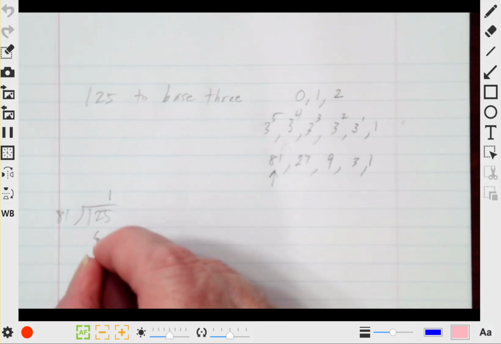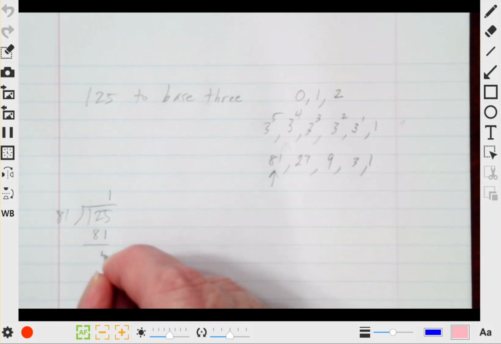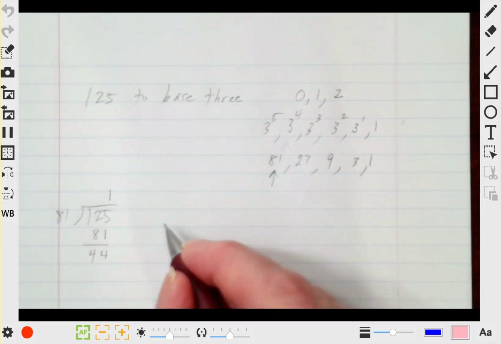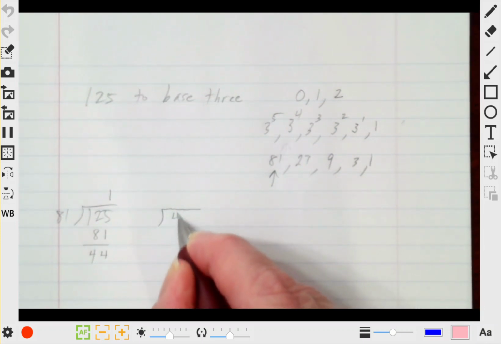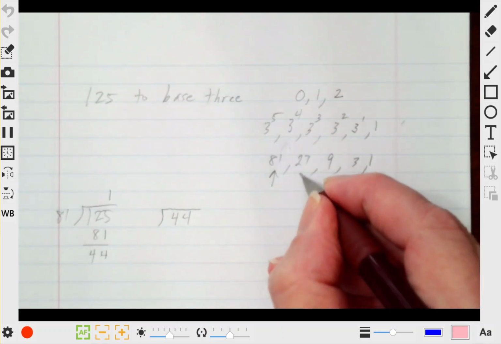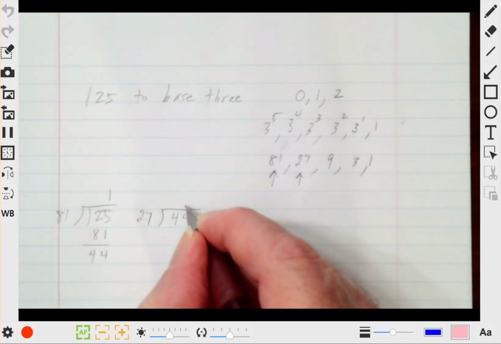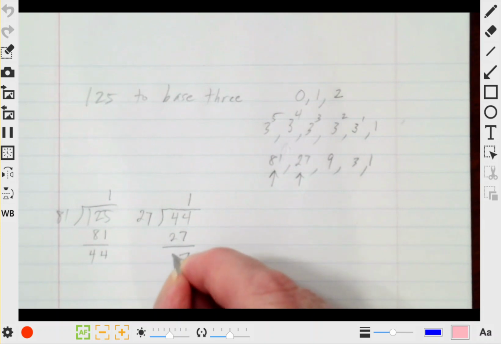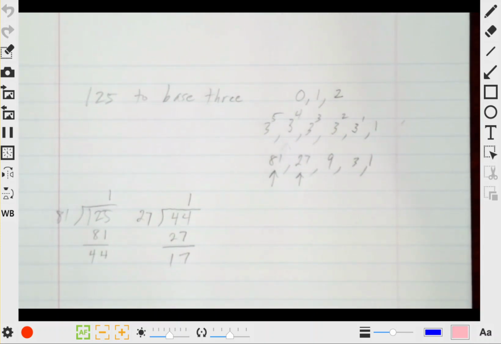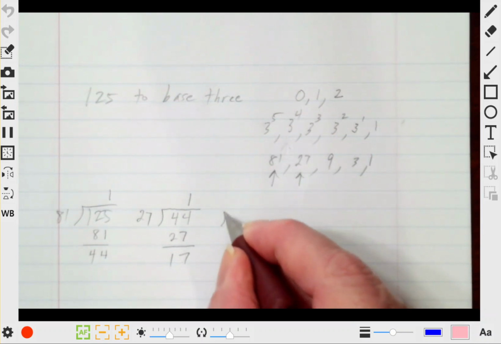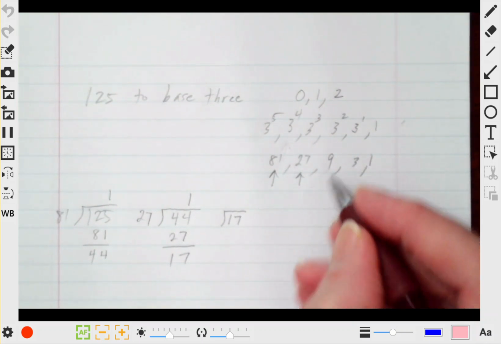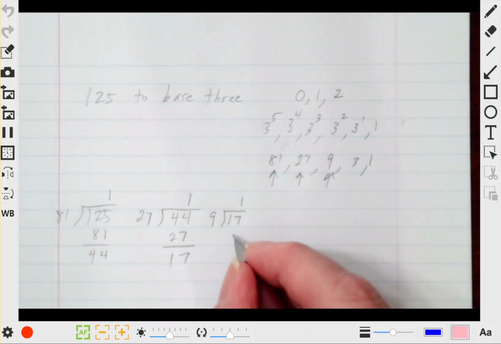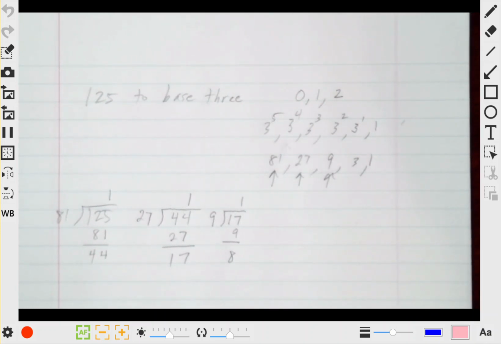And of course there's 1, and so we'll subtract here, and we get a remainder of 44. So then we're going to take that remainder, and it's going to be our next dividend, and then now we'll divide by 27. Again, there's only 1 27 in 44. And we're going to get a remainder of 17. And so then we'll take that remainder and put it here. And now we're dividing by 9. And again, it only goes one time, so 1 times 9 is 9. And when you subtract, you get 8.